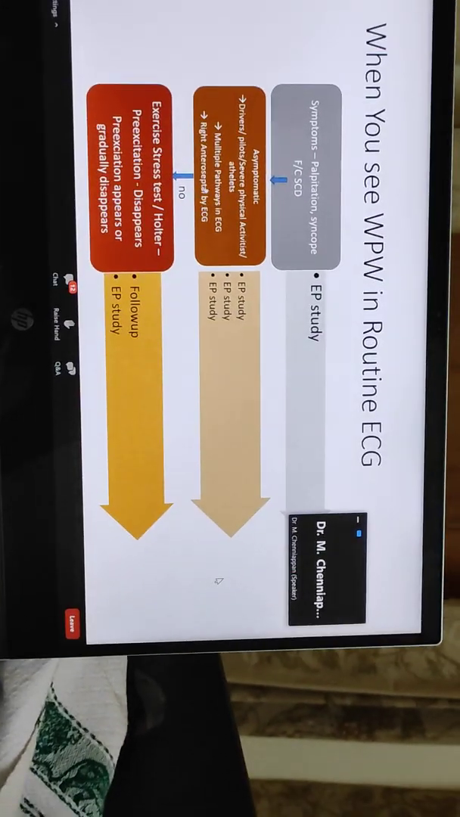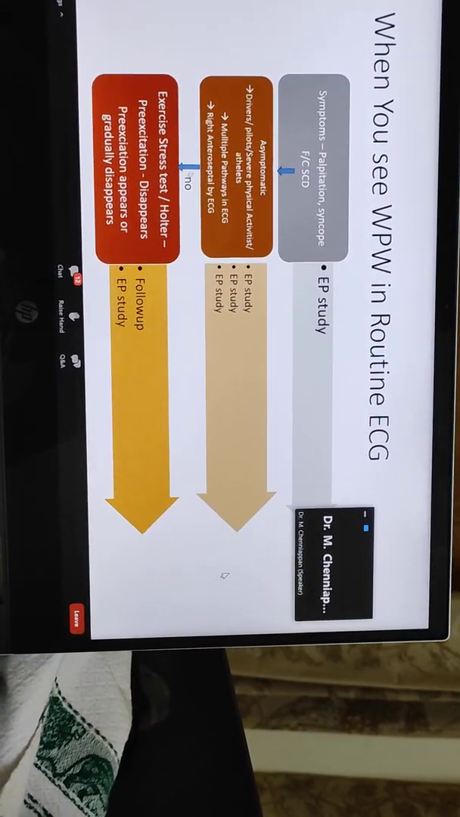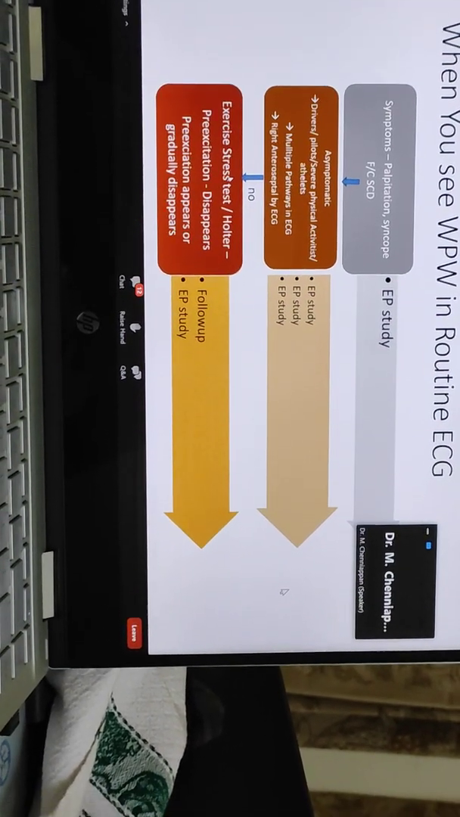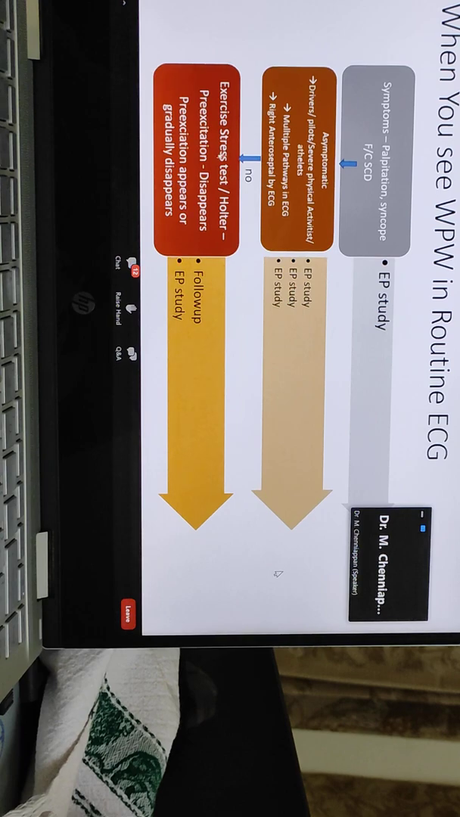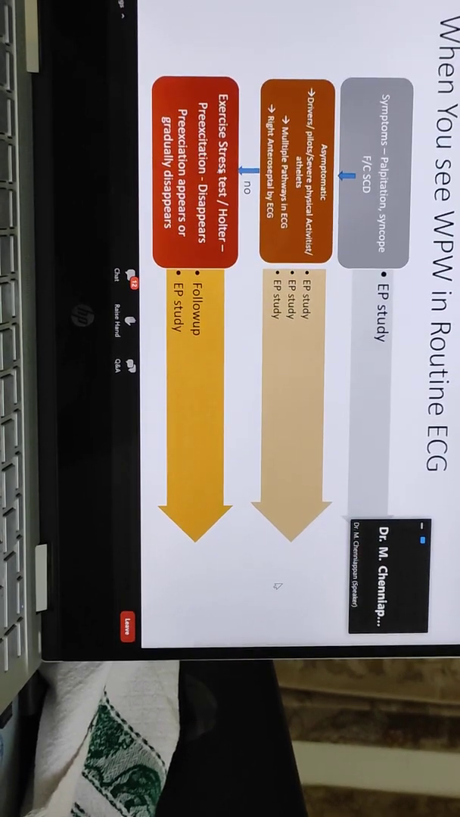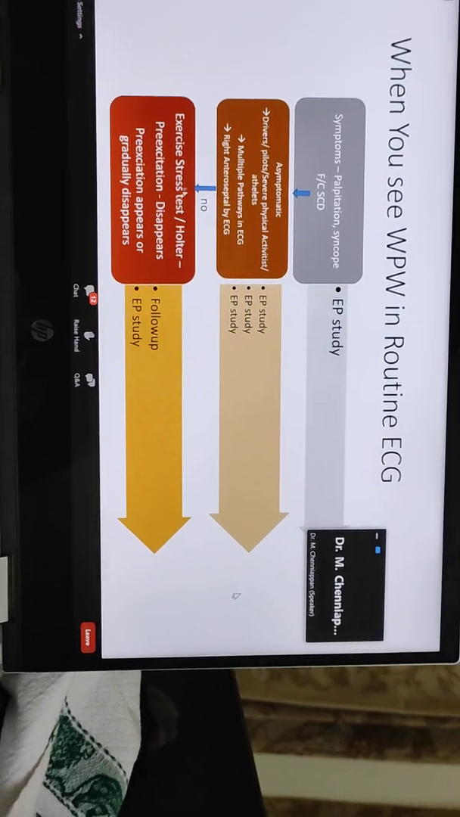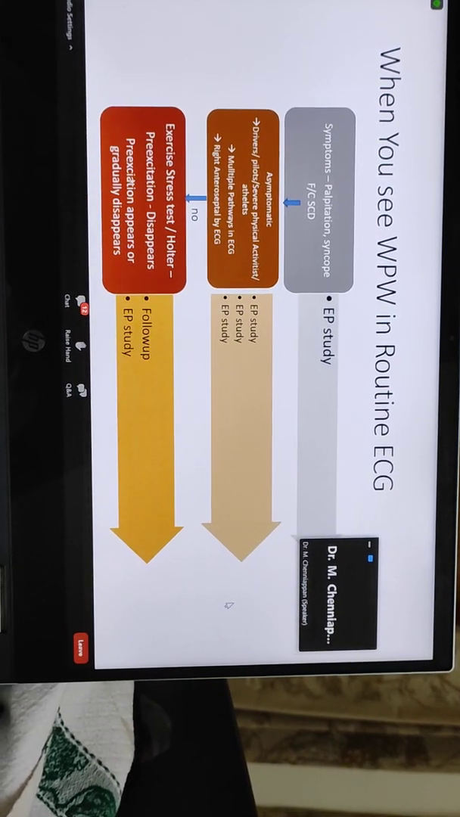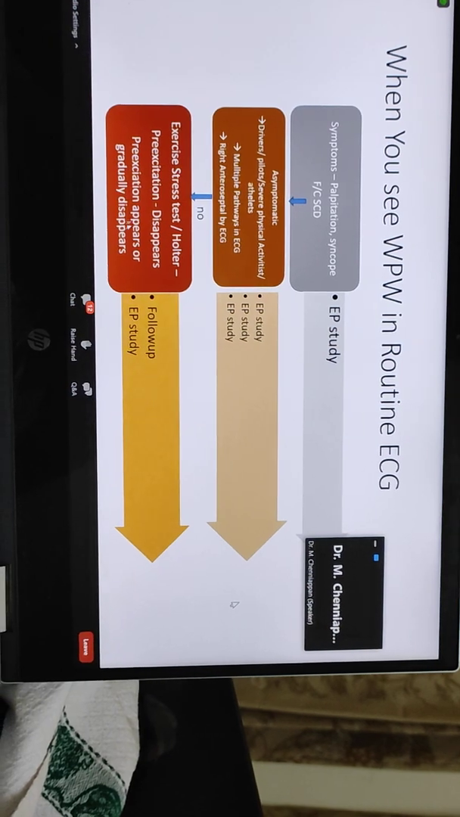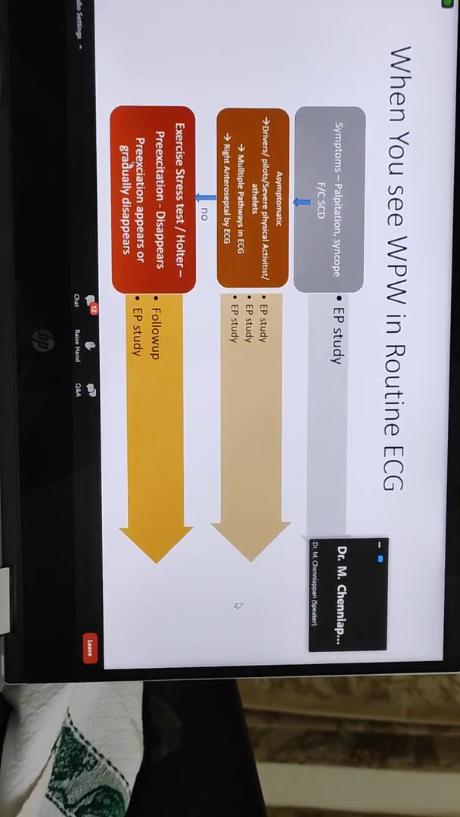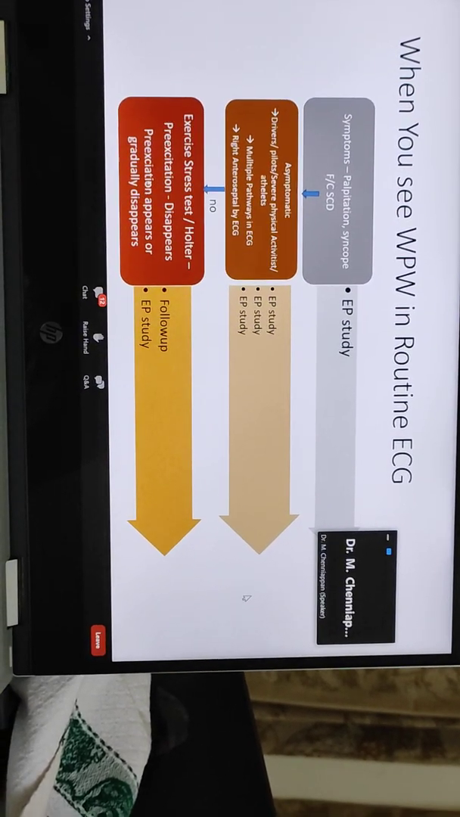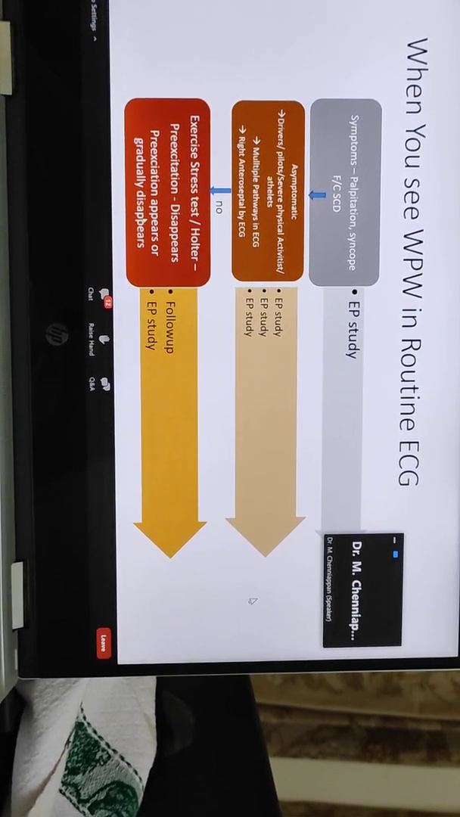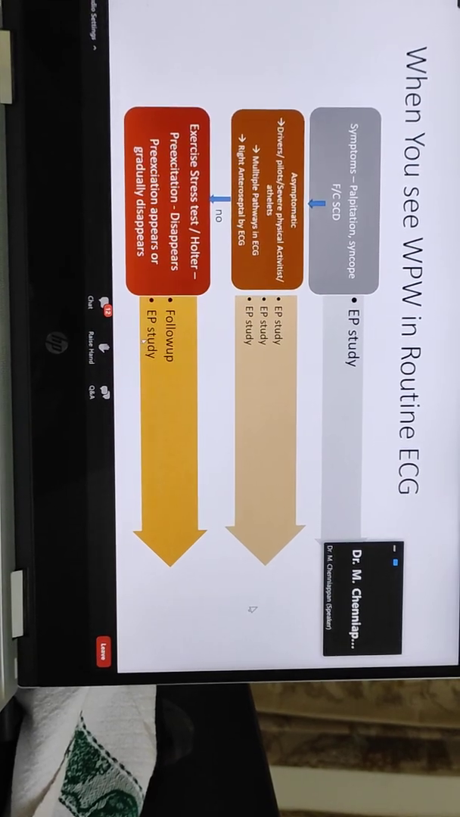Then if none of these things are present, and you want to risk stratify him, the best thing is to do a treadmill test to see whether, on increasing the heart rate, the delta wave and short PR interval disappear. Then you know I have a long refractory period of the accessory pathway, and I follow the patient. Whereas if pre-excitation continues during the fast heart rate, or is increasing or appearing during the fast heart rate, I understand I have a shorter refractory period of the accessory pathway. Then I must do the EP study and RF ablation.